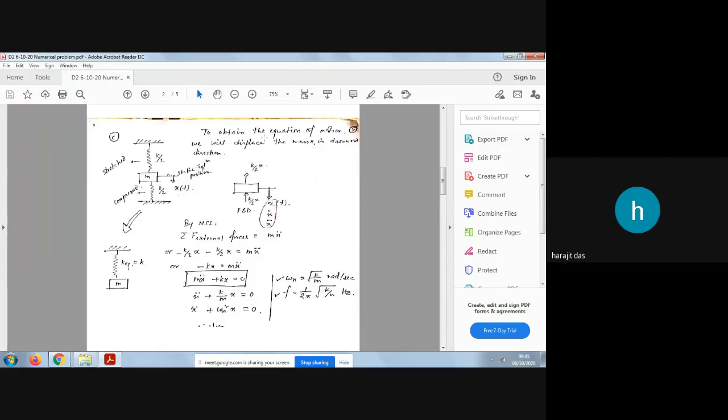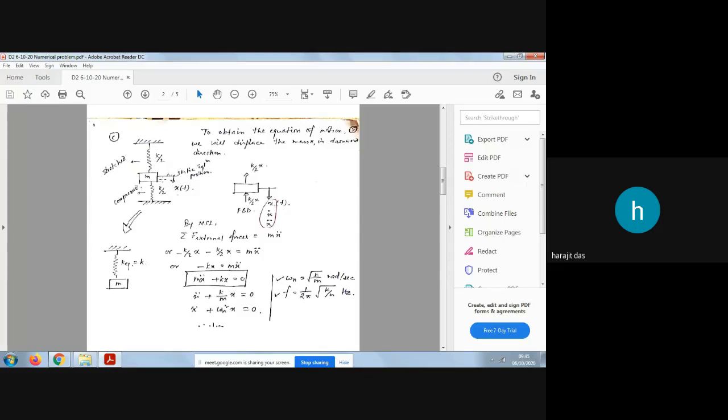To obtain the solution, for one system will be given. Here this system is given, so both ends are fixed. So two fixed ends are there. In between these fixed ends, two springs are connected to the mass. So this will also be a single degree of freedom system, because the motion will be along this vertical line or axis.